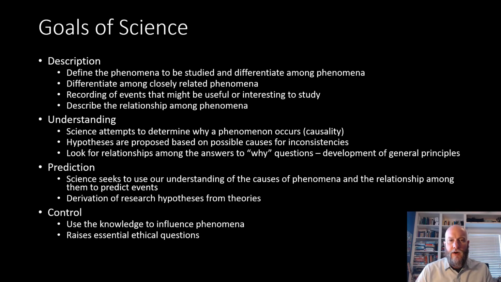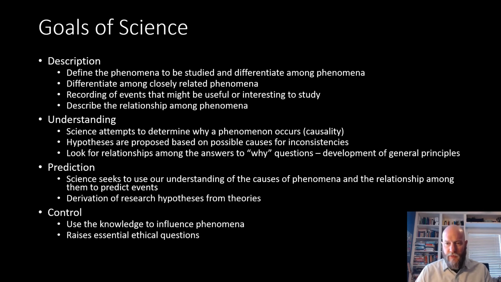I'd like to talk now about the four primary goals of science, three of which are mentioned in your textbook, and the fourth I wanted to include in our lecture today because I think it's important as well, especially as it relates to certain aspects of psychology. So the four basic goals of science that I wanted to elaborate upon are description, understanding, prediction, and control.